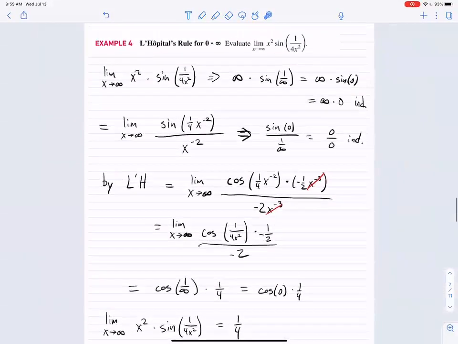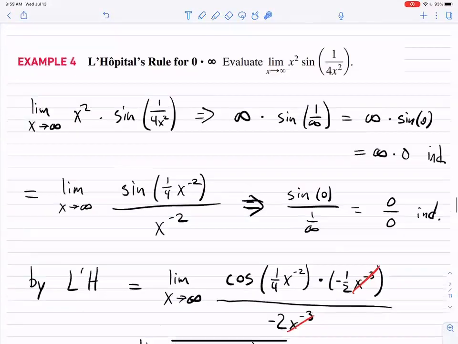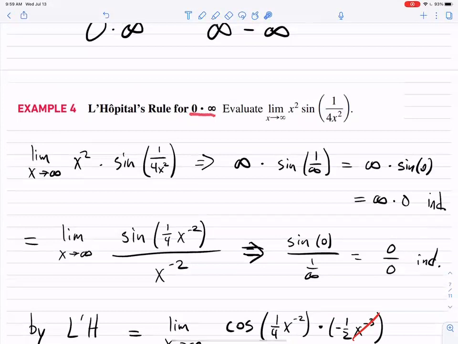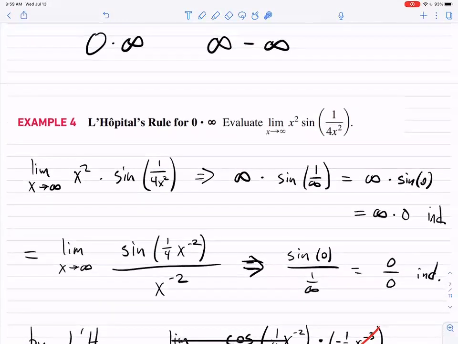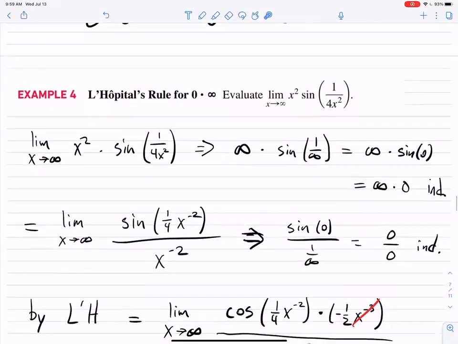Oh, I meant to erase this. Well, since I have it here, let's just go through it. So the idea for when you have a 0 times infinity, so for instance, x squared times sine of 1 over 4x squared, you want to rewrite it in terms of either 0 over 0 or infinity over infinity. Because if you try plugging in infinity, you'll get infinity times sine of 1 over infinity, which is infinity times sine of 0, right? 1 over infinity is 0. That's infinity times 0. This is an indeterminate form.